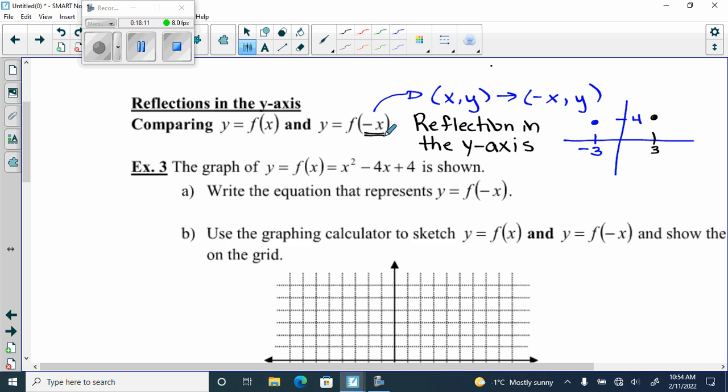Okay? So the last one had a negative in front. This one has a negative x in the bracket. When we have something in the bracket, what does that tell us to do? Say I give you this: f of 2 in grade 10. What did that mean?